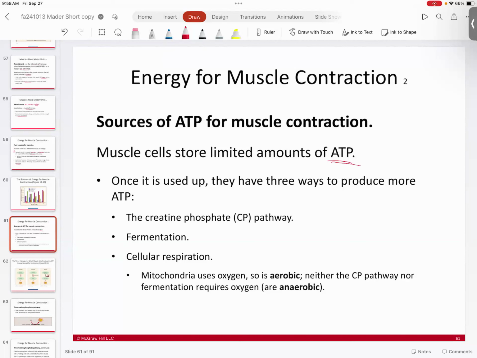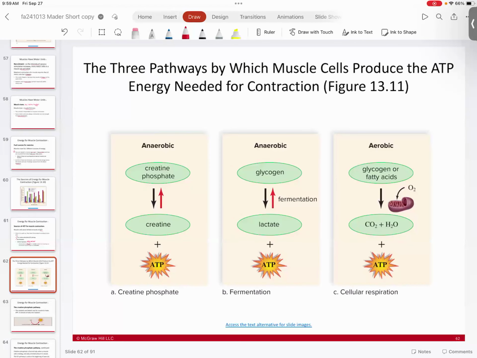All right, this is the one where you're using oxygen. It's aerobic respiration, and you produce more ATP with this one. But the problem is it requires oxygen. So you have to wait for your oxygen levels to increase so that you can actually fuel the cellular respiration. While you are building that oxygen rate, you oftentimes will work out on anaerobic modes, that is to say the creatine phosphate and the fermentation pathway.